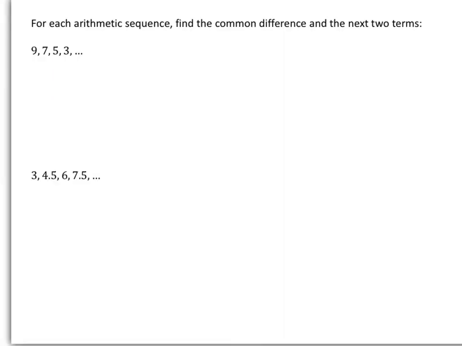Here we're given two arithmetic sequences. Please note that the word is pronounced arithmetic, not arithmetic. It's an arithmetic sequence, and we're asked to find the common difference and the next two terms. So from 9 to 7, we subtract 2. From 7 to 5, we subtract 2. From 5 to 3, we subtract 2. So the common difference is -2. We can also call this D.